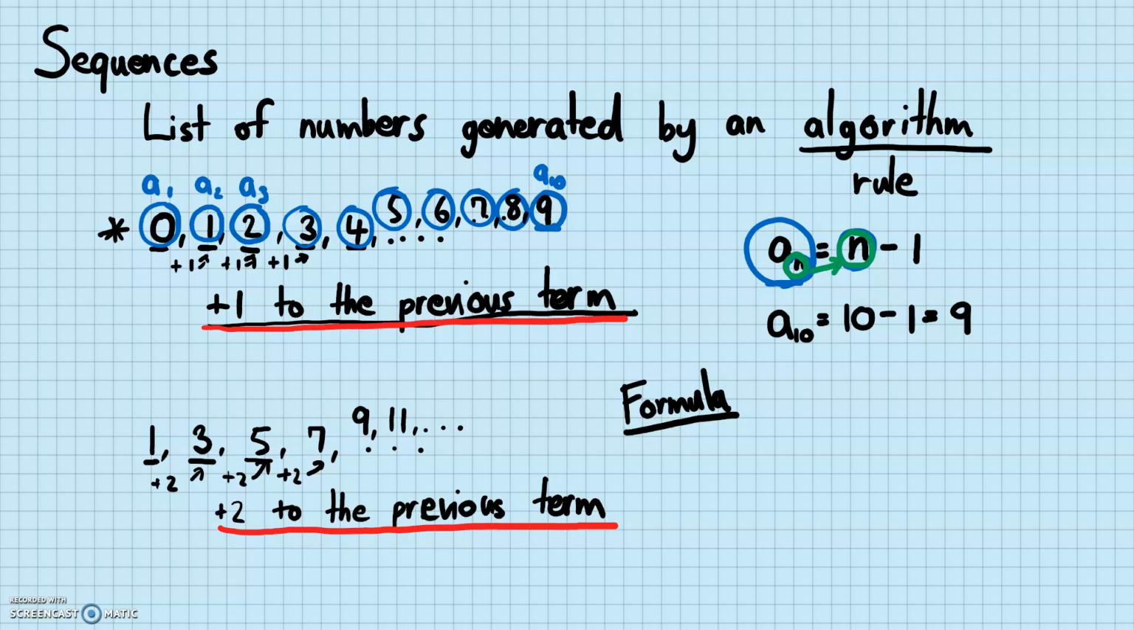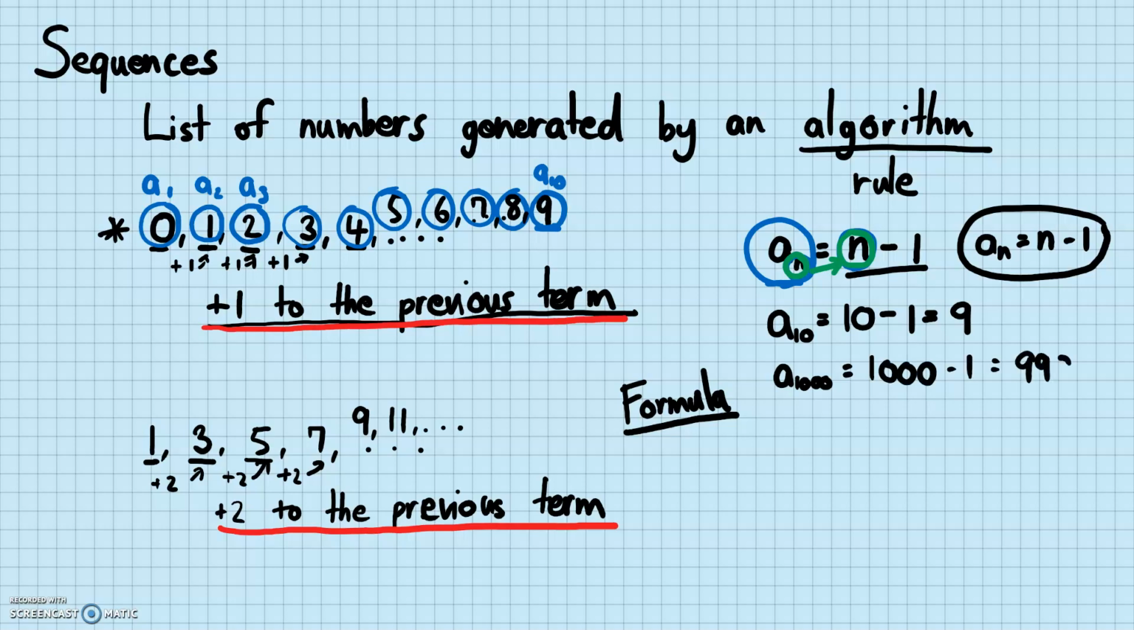Okay, so the rule here, a sub n equals n minus 1, to get the nth term, is our algorithm in finding whichever term we would like. So we can even find the 1000th term. What would the 1000th term be? In this case, it would be a sub 1000, and that would be 1000 minus 1, which is going to be 999. So if we know the algorithm, we can basically find any of the terms that we would like.